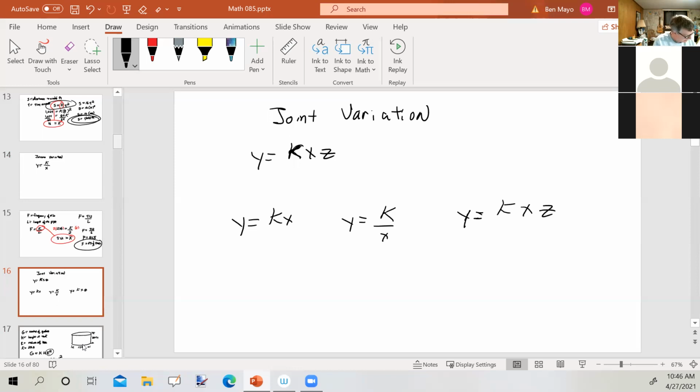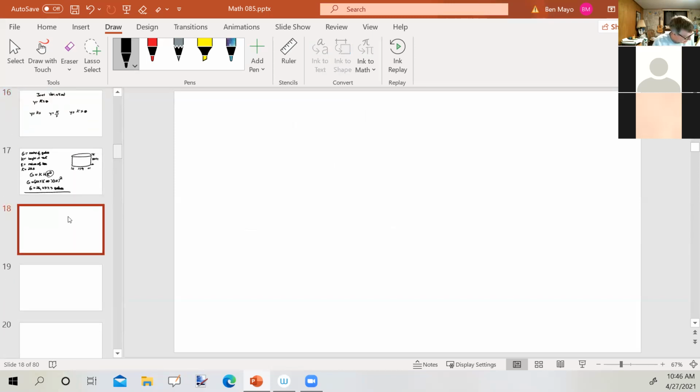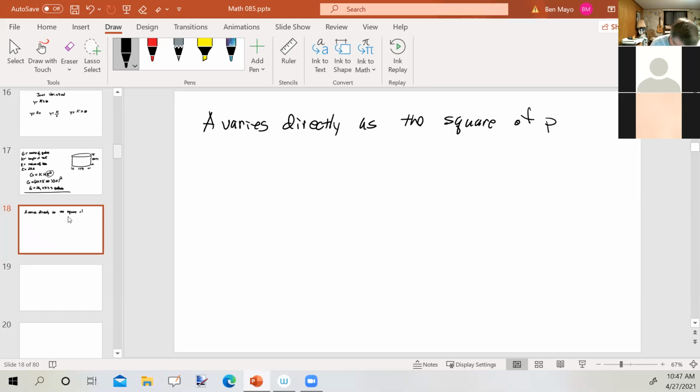All right, now I want to look at some examples where we're just going to translate a sentence into a formula form and then a formula into sentences. And if that doesn't make any sense, hang on, you'll see as we do it. For instance, this says, express each verbal model in symbols. It says A varies directly as the square of P. So A equals KP squared. Again, K is always present, though not always mentioned. Any questions on that example?